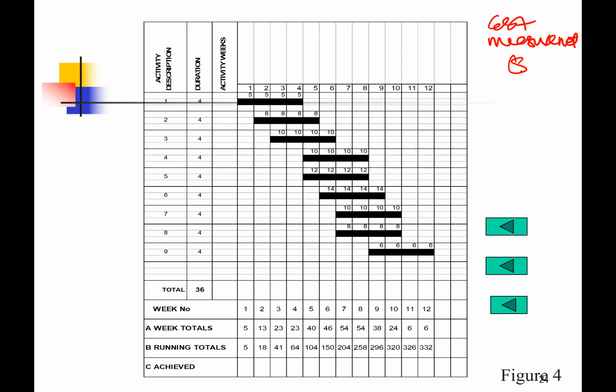Now, the S curve. This is what we call financial progress. For the S curve, now we are going to use the cost of value.